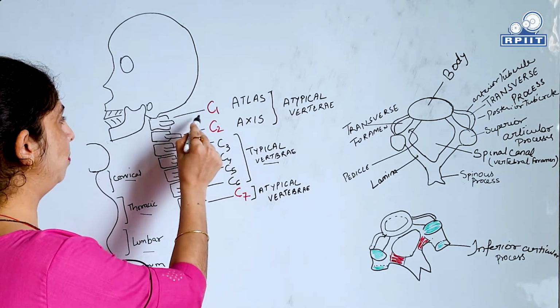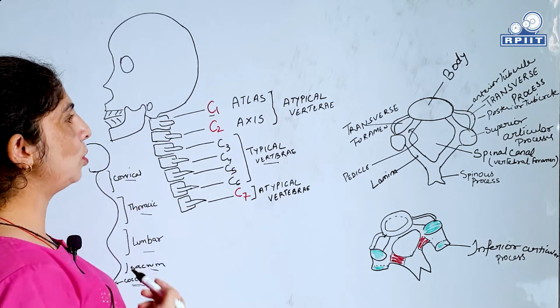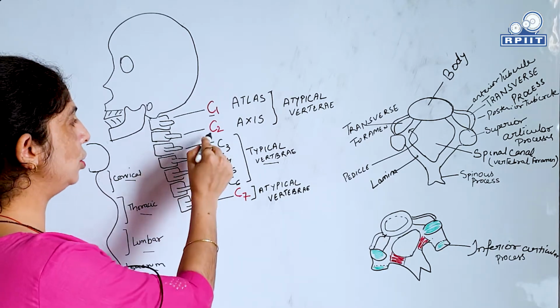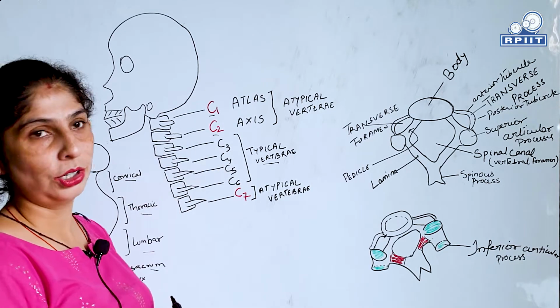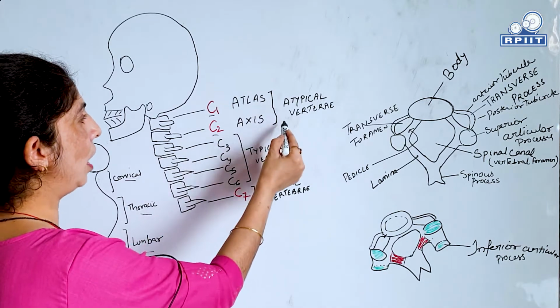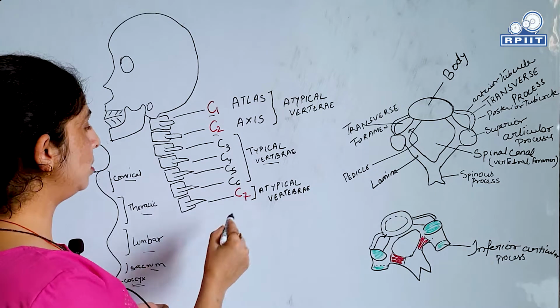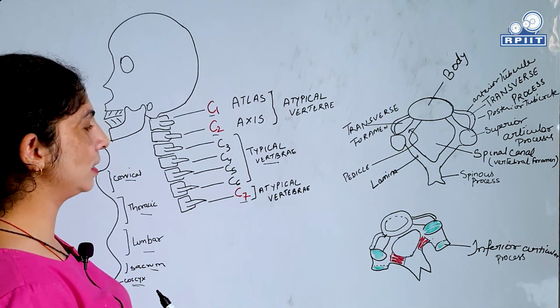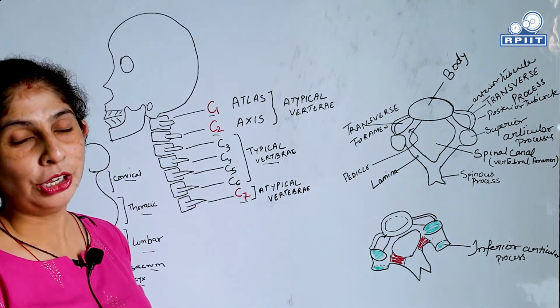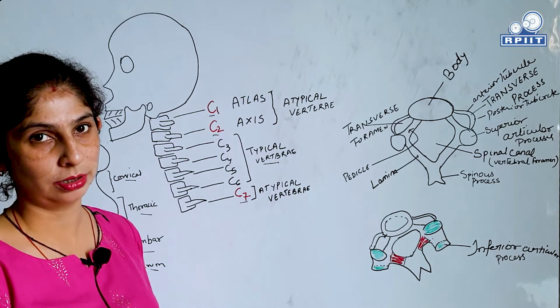Now, the vertebrae C1 is known as the atlas and C2 is known as the axis, which are classified as a atypical vertebrae. Similar, C7 is also classified as a atypical vertebrae, which have the different features.